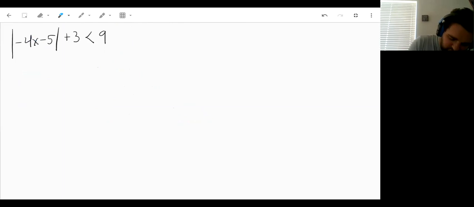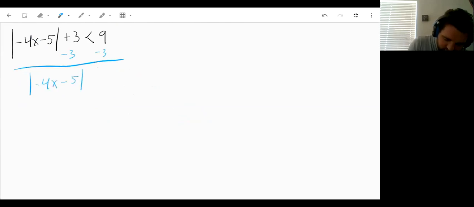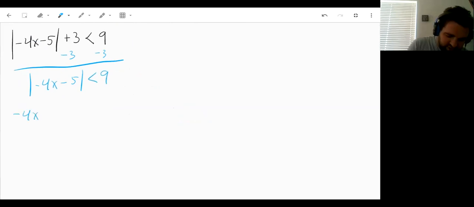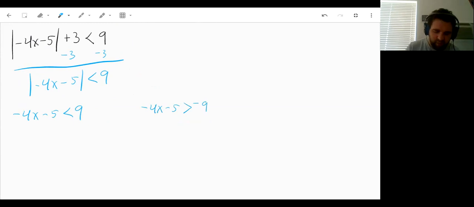First step, we will need to subtract 3 from both sides so we can get the absolute value by itself. So -4x minus 5 is less than 9. And now we have our two options. It's either exactly as written, so -4x minus 5 is less than 9, or we have the negative version. So -4x minus 5 is greater than -9.